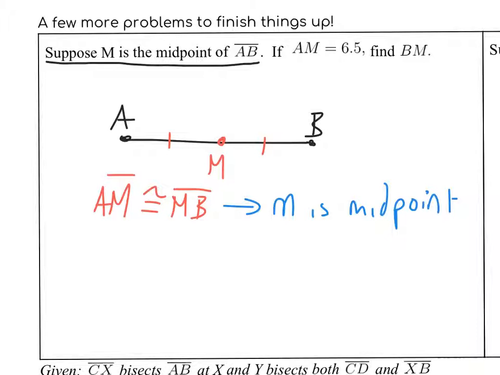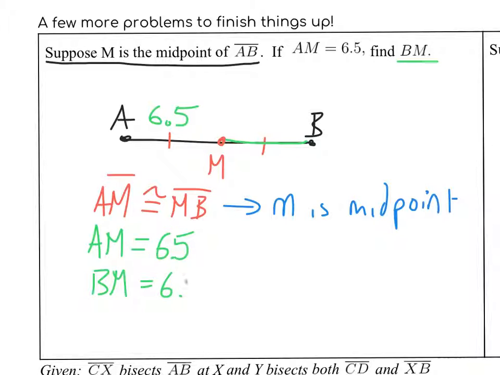So if we've got AM is equal to 6.5, we're trying to find BM. So BM is this length. If AM is congruent to MB, that means that these two have to be exactly the same. So if I've got AM, the length is going to be 6.5. That means that BM, that's the other half of this, has to be 6.5 as well.